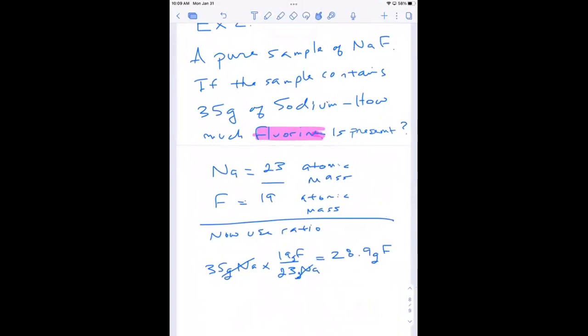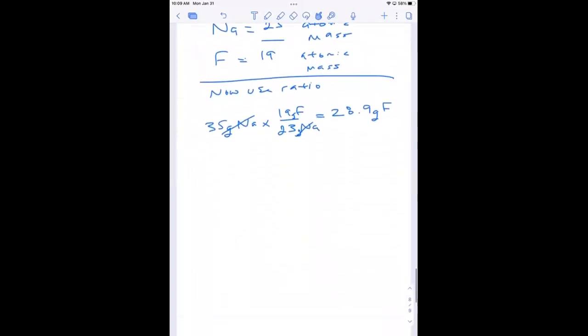All right. So let's do another example of that before we move on to the law of multiple proportions, which we'll talk about today.